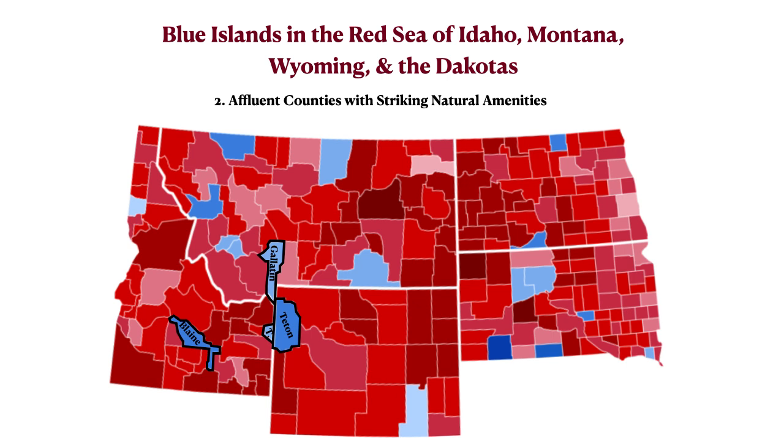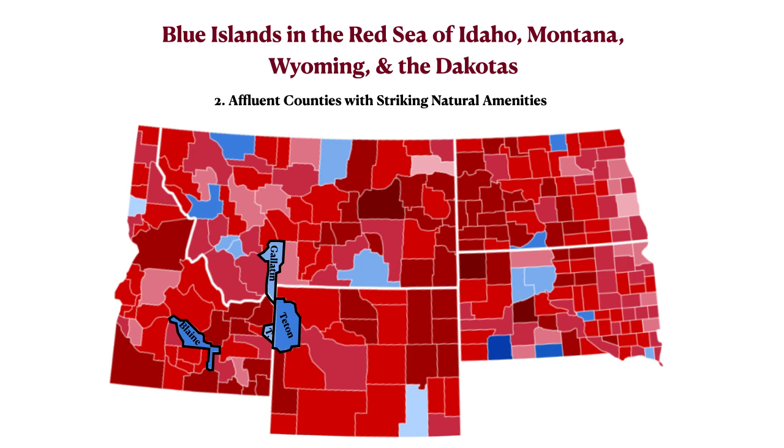Another category here would be affluent counties with striking natural amenities that have attracted a lot of wealthy people, most of whom from the outside. They all have major ski resorts, and affluent people who are attracted to natural scenery and skiing tend to be Democratic voting. So that's Blaine County in Idaho, where Sun Valley is, Teton County in Wyoming, one of the most affluent counties in the country. That's where Jackson Hole is.